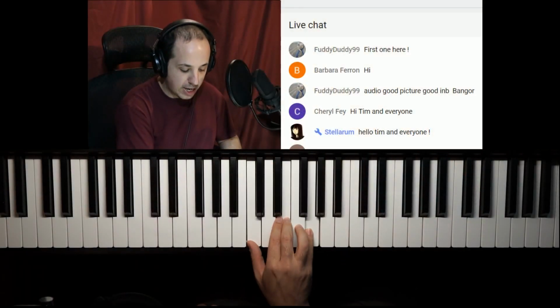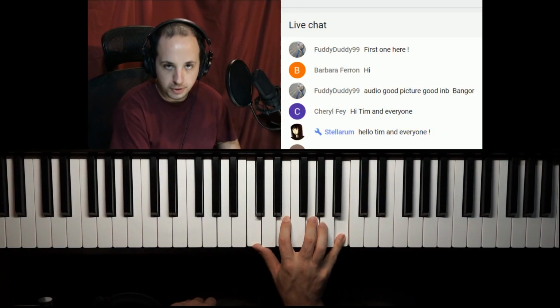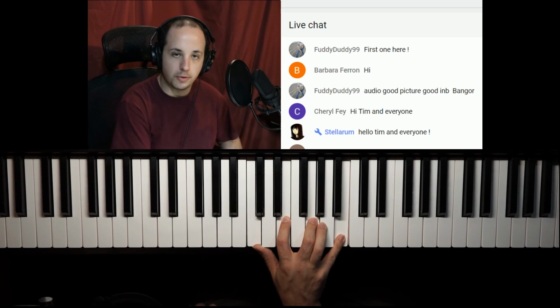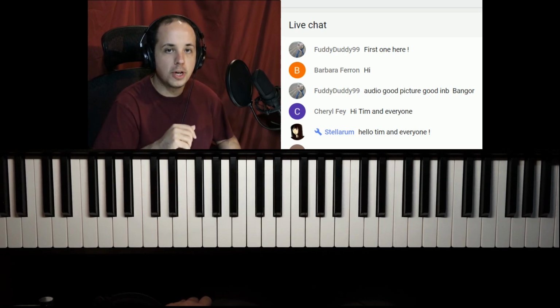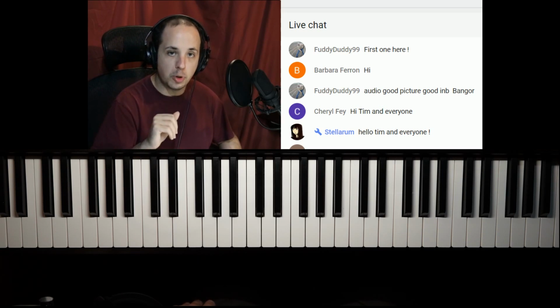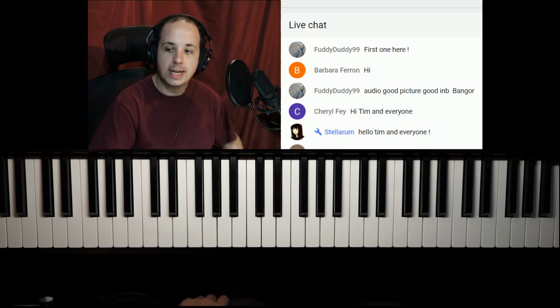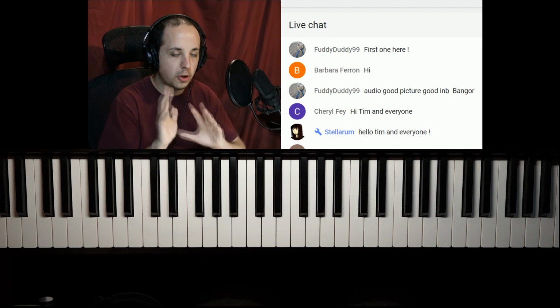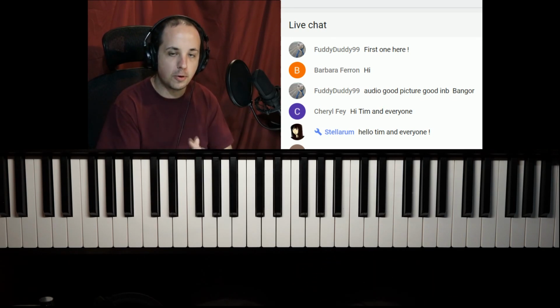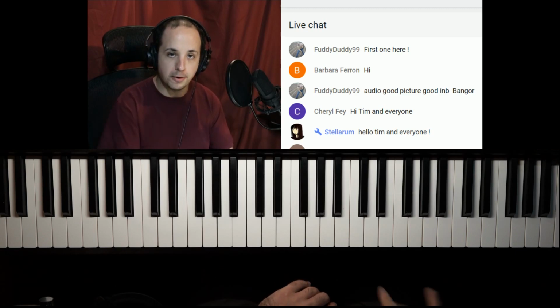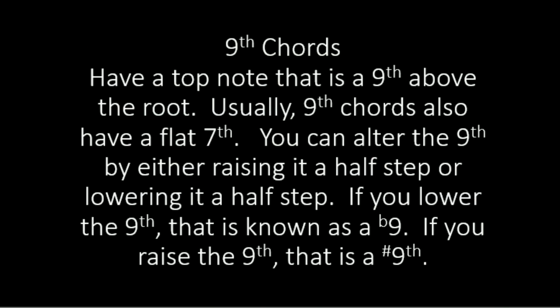Okay, 7th chords. I was just talking about those a second ago. You have your triad, and then you have your 7th, 7 above the root. There are 5 types of 7th chords. We're not going to go over those today, but like I said, I will put some videos in the description in case you want to learn more. But all you need to know for this lesson is that a 7th chord has 4 notes, and the bottom and top note are 7 apart. Okay, now we are on to 9th chords.